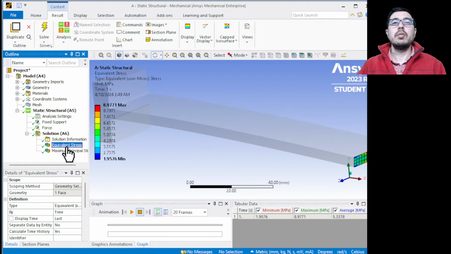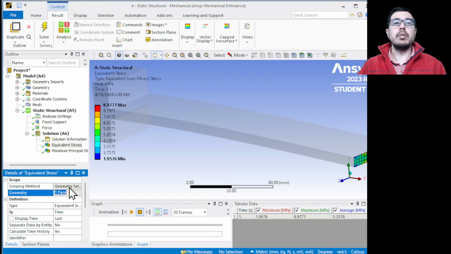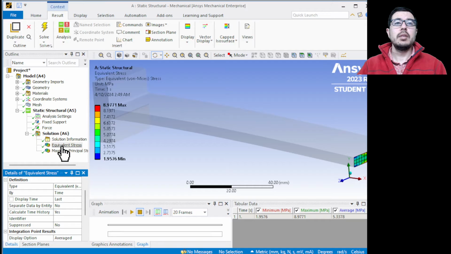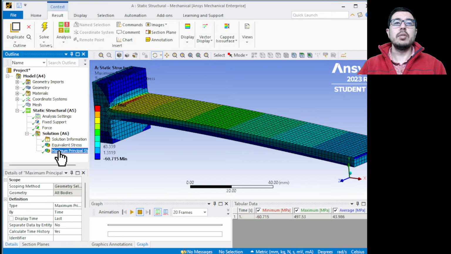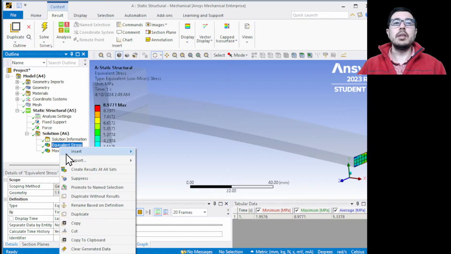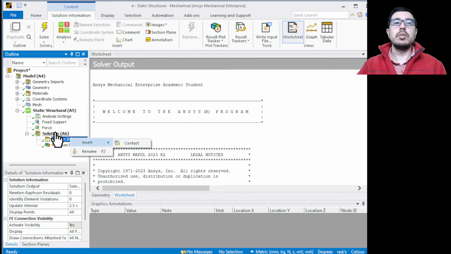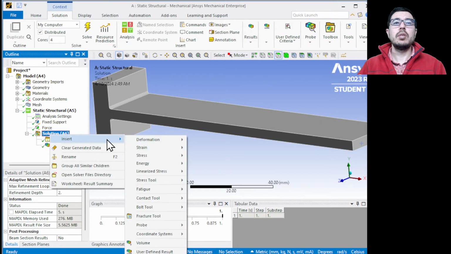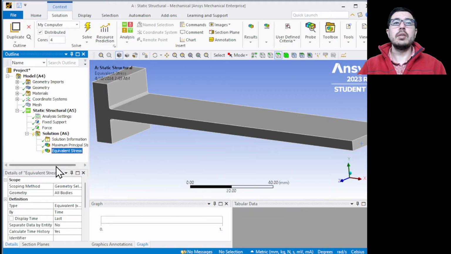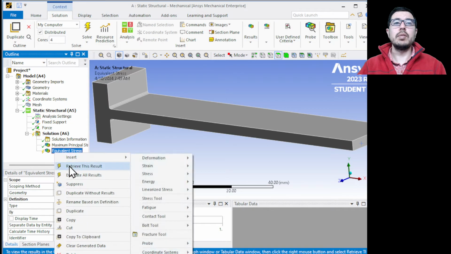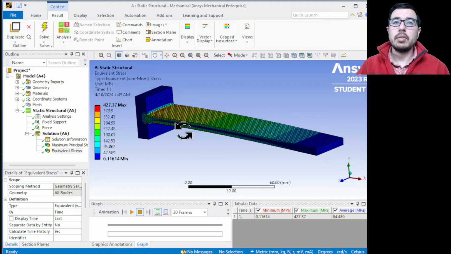Okay, so I just want the whole thing though on this. I see what it's doing. So this one's on everything. Let's delete this. It's probably just faster to delete it and put a new one in that shows the equivalent stress on the whole body. We can retrieve the result. Okay, that was a little sloppy.